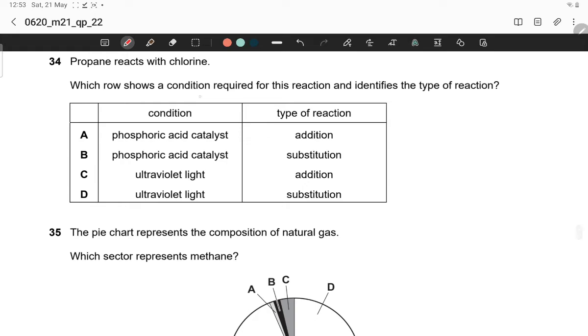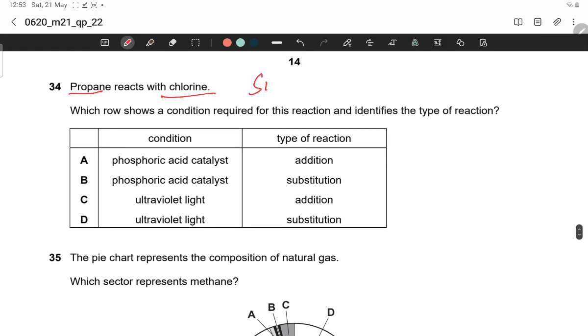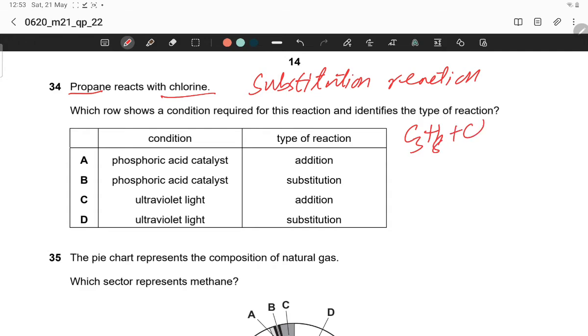Propane reacts with chlorine. Which row shows a condition required for this reaction of propane, an alkane, with chlorine? This is a substitution reaction. C3H8 plus Cl2 in the presence of sunlight or UV rays forms C3H7Cl plus HCl. Which row shows a condition required for this reaction and identifies the type of reaction?